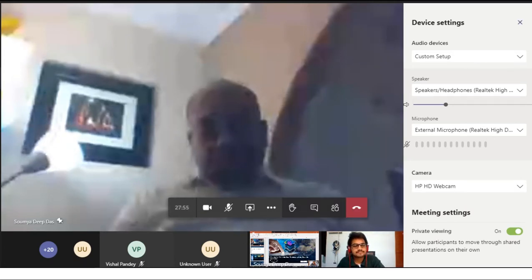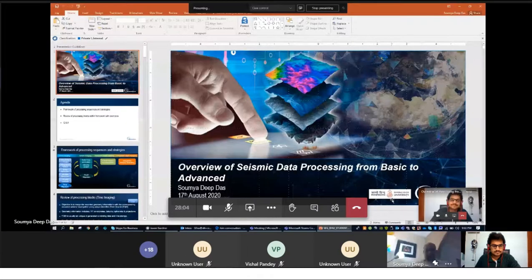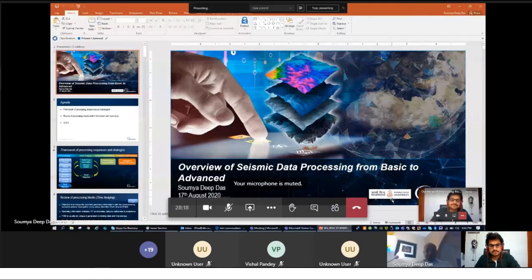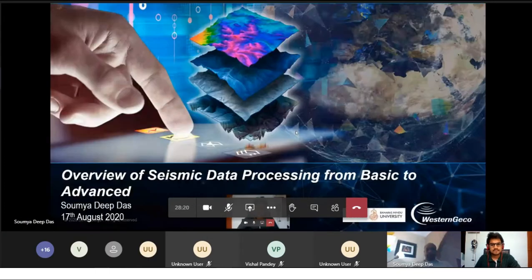The seismic processing that I am going to present today will be from basic to advanced. So, the agenda will be pretty simple. I will put a framework of the processing sequences and strategies. Then I will be reviewing all the processing blocks within the framework with examples. And then we can have a Q&A session as much as you want.